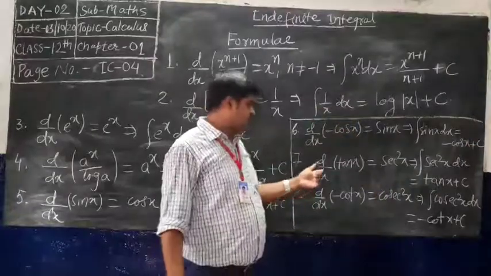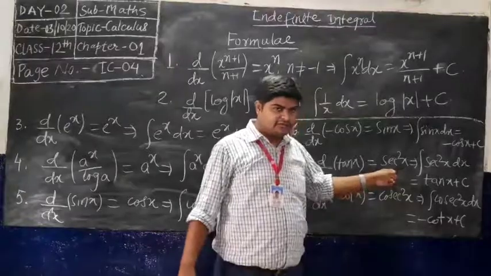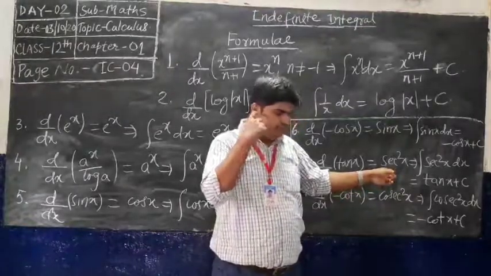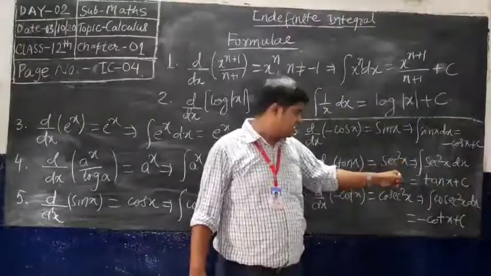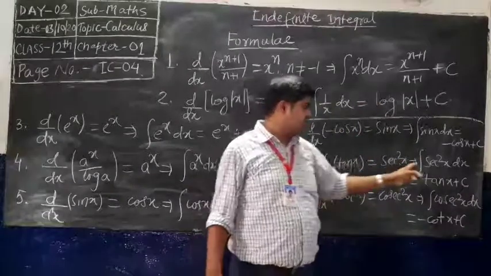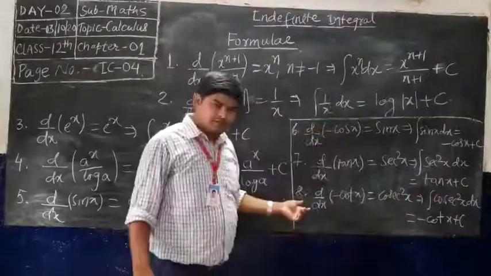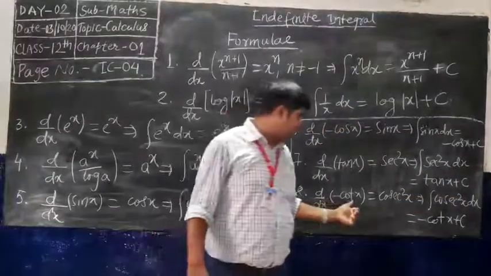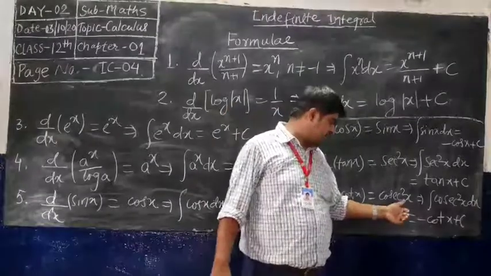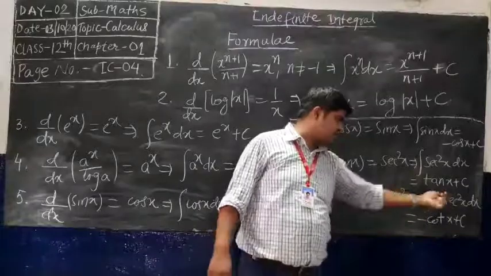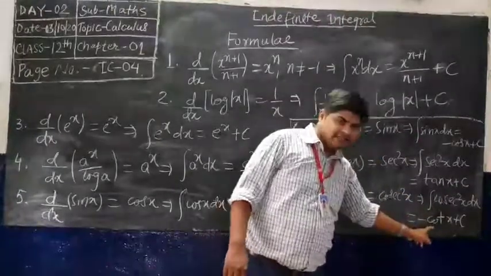Formula number 7. The derivative of tan x is equal to sec square x. We have already proved this in class 11. So we can say that the integration of sec square x dx is equal to tan x plus c. Formula number 8. The derivative of minus cot x is equal to cosec square x. That means the integration of cosec square x dx is equal to minus cot x plus c.